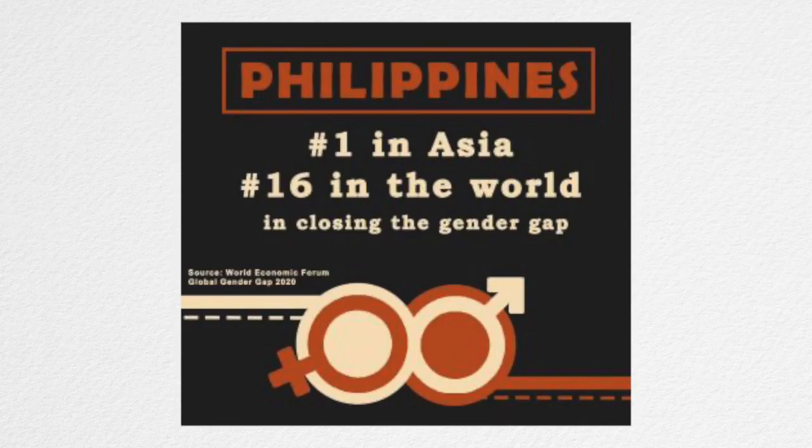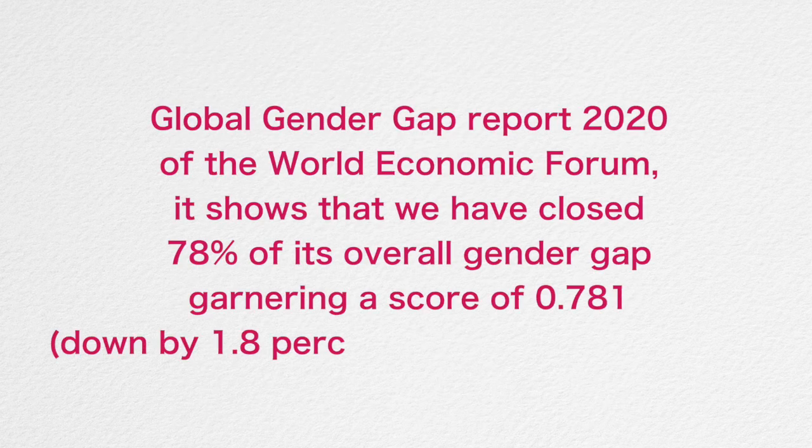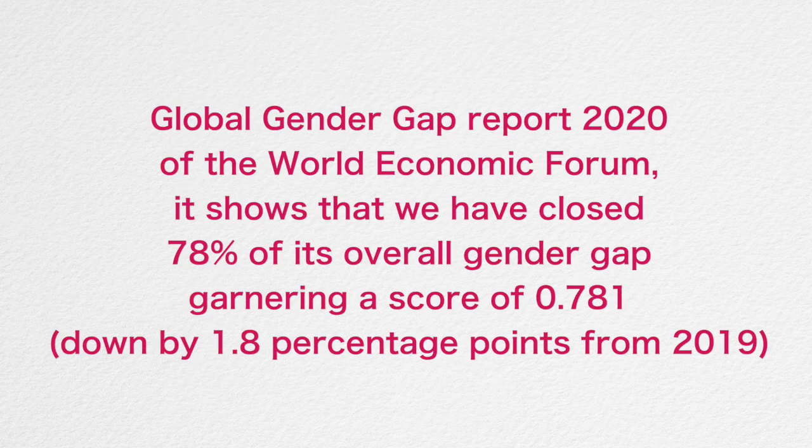So, the Philippines, compared to other nearby countries in Asia, is very good, as we are always on top of the list of the Gender Equality Index. According to the Global Gender Gap Report 2020, it shows that we have closed 78% of its overall gender gap, garnering a score of 0.781.